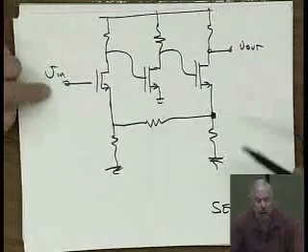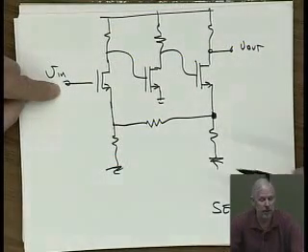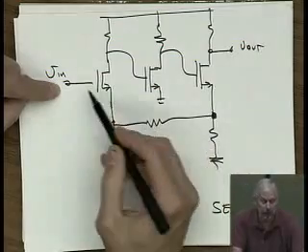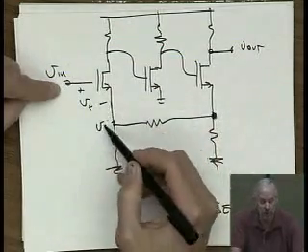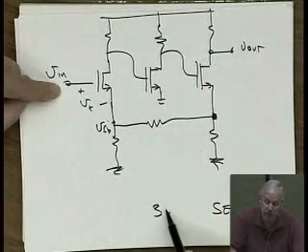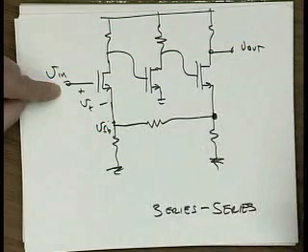And how are we feeding it back? Series or shunt? It's a voltage feedback, right? Because we're developing a V error here. Here's V in. Here's V feedback right here. So this is series. So they call this a series triple. Okay. All right.